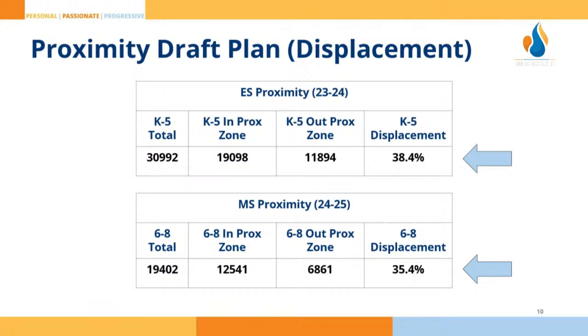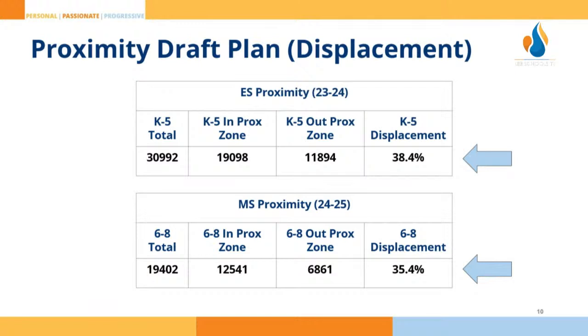Slide 10 offers a comparison of displacement numbers, representing students currently attending middle schools outside of the proposed zones, between elementary schools last year and middle schools this year. While the absolute count of displaced students is lower for middle schools, this can be attributed to the larger size and fewer number of middle schools, the displacement percentage remains roughly consistent.